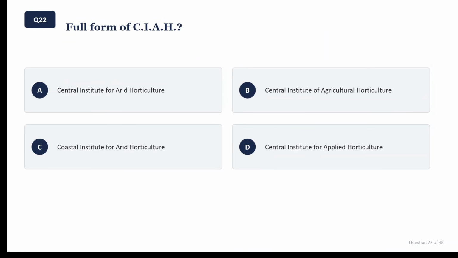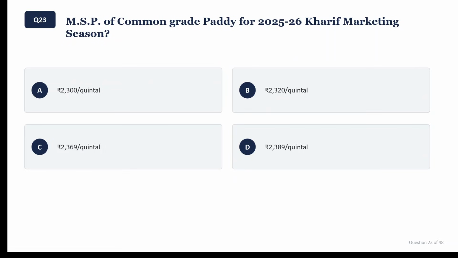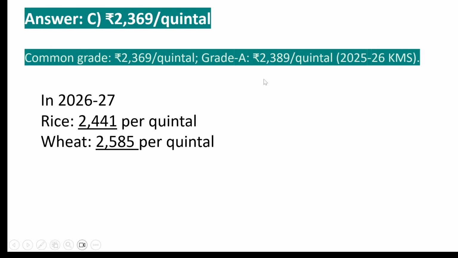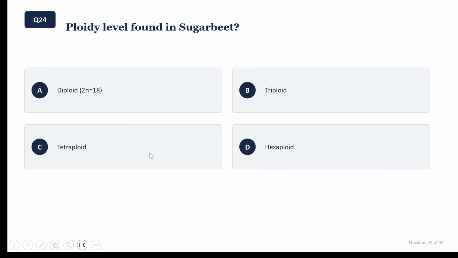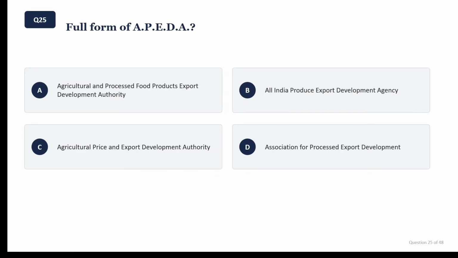MSP of common grade paddy for the 25-26 Kharif marketing season. It is 25-26, so it's 2369 per quintal. So according to this question, I have written here for 26-27: rice 2441 per quintal. Then wheat 2585 rupees per quintal. Okay, ploidy level found in sugar beet: 2n equals 18.